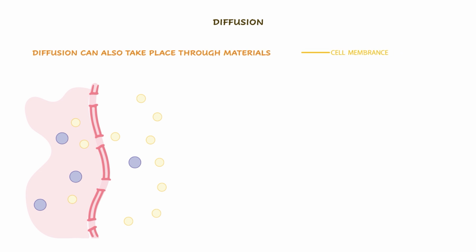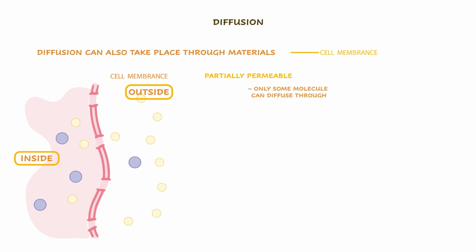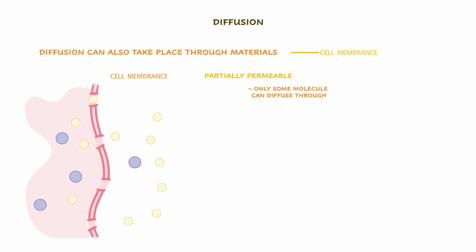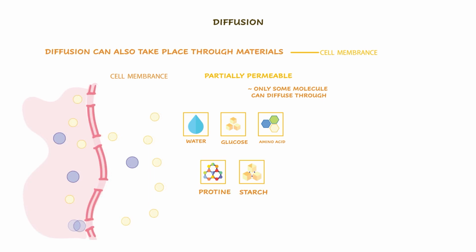Imagine a cell with its interior on the left and the external environment on the right, separated by a cell membrane. These membranes are partially permeable, meaning only specific molecules can diffuse through. Typically, small molecules dissolved inside or outside the cell can pass through, such as water, glucose, and amino acids. Larger molecules, however, are too big to pass through the membrane. Examples of these include proteins and starch.